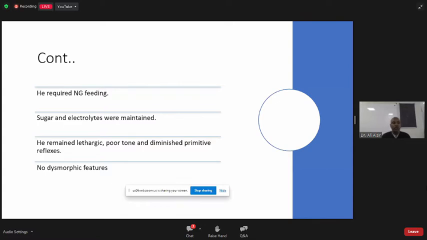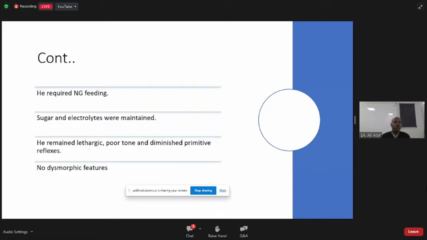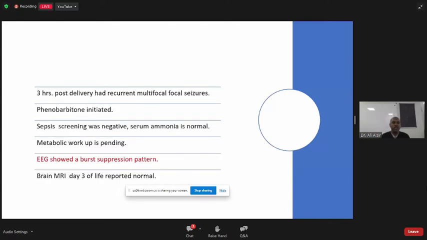Also those are treatable causes for seizures, metabolic causes of seizures, and can be treated at bedside with the bedside test. But 3 hours later, post-delivery, the neonate was noticed to have increased seizure frequency in the form of multifocal seizures, and for that reason, phenobarbital was initiated. Sepsis screening came back negative.